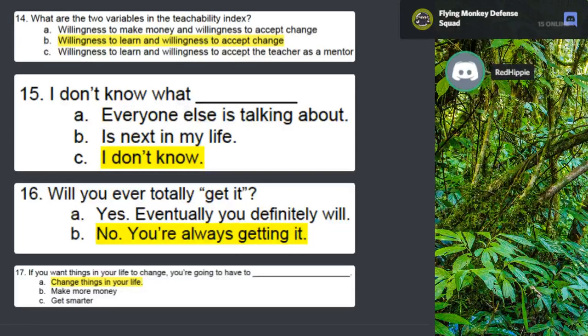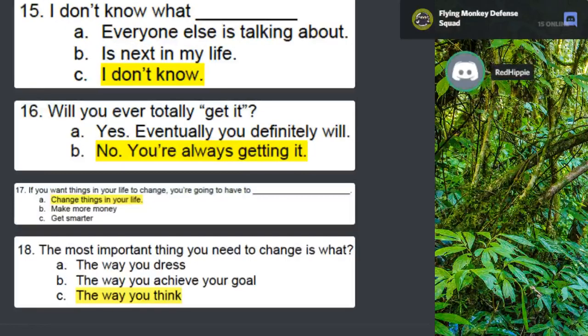The most important thing you need to change is what? Yourself. Yes, I would give you points for that. It's the way you think, which is yourself. Okay, so it doesn't matter. Yeah, the way you dress is important. The way you shake hands is important. Your manners and words that you use. You don't want to use stupid words or say ain't, things like that. But ultimately, it is the way you think.